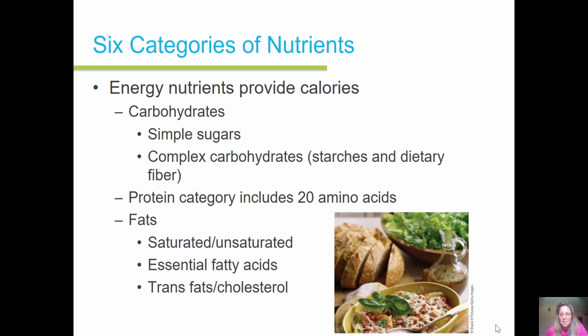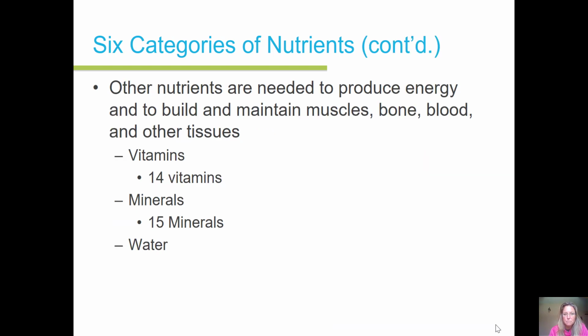right amounts is key. And then fats, we have what we call good and bad fats in our diet. Good fats would be things like your unsaturated fats, like mono and polyunsaturated fats, your EFAs, essential fatty acids. And then your bad fats would be things like saturated fats, trans fats, and foods that are high in cholesterol. And again, we'll just be talking a little bit more in depth about those different types of fats when we get to that particular chapter.